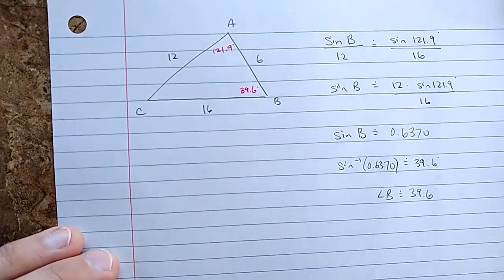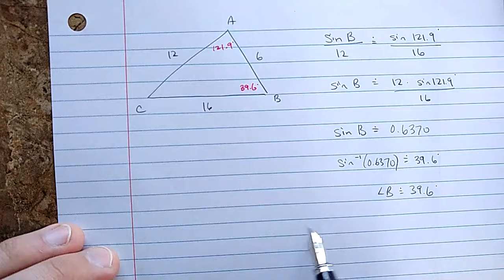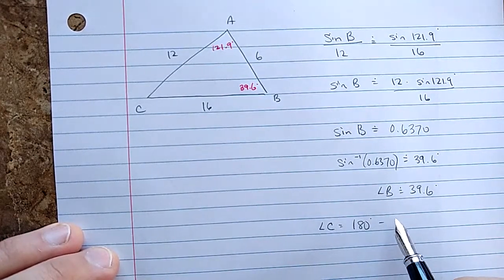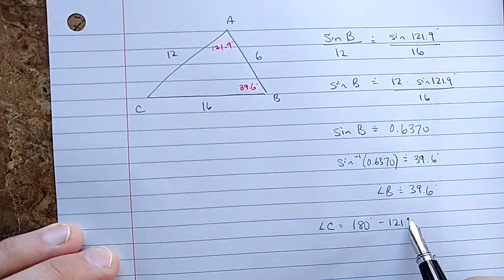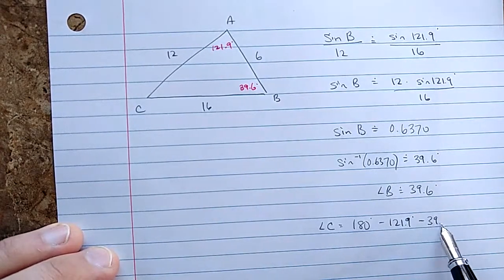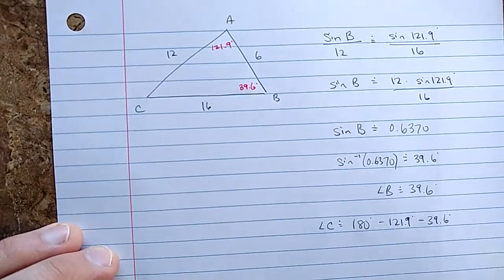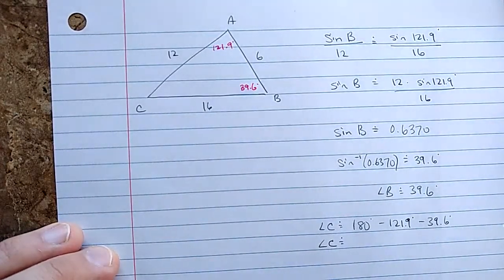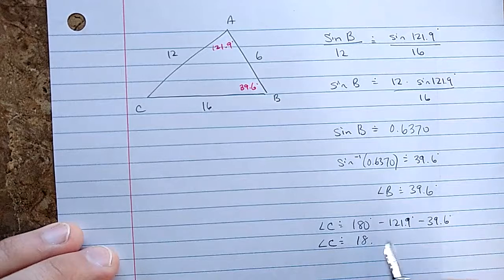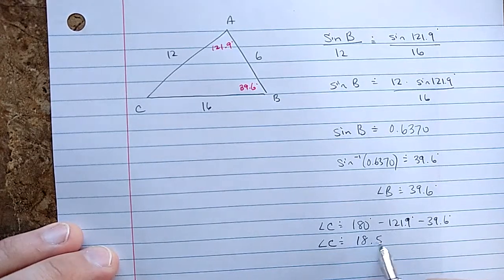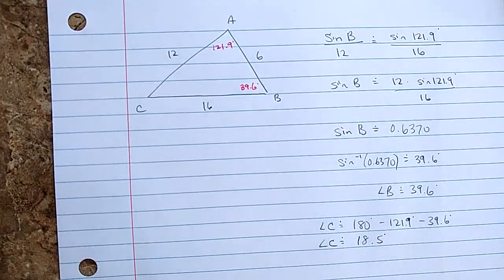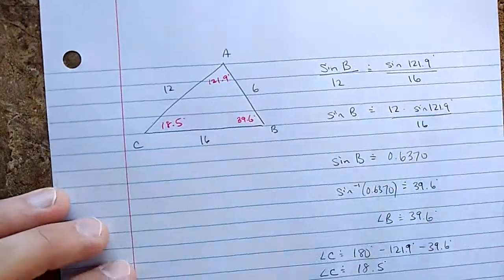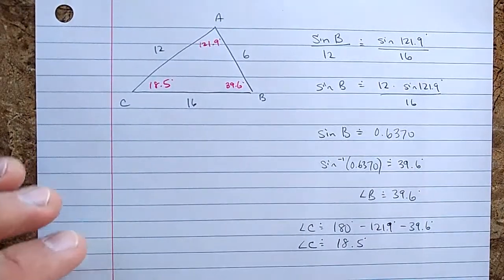And for angle C, we just kind of have to add everything up. We know that angle C will be equal to 180 minus the other two, 121.9, and also 39.6 approximately. So angle C is about, what's that, 18.5 degrees. And so we can write that in our triangle as well. Okay, and now we have finished solving the triangle.